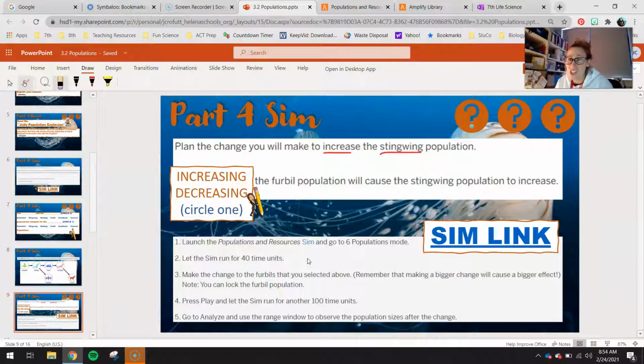So you guys are going to pause it just like you did before. And then if you decide to decrease, I would completely decrease it. Or if you decide to increase, I would completely max it out as much as you can go. Remember, bigger changes, you will see a bigger effect. And you really do want to see that big effect because sometimes it's kind of hard. Okay, press play and let the sim run for another 100 time units. Go to analyze and use the range window to observe the population size after the change.